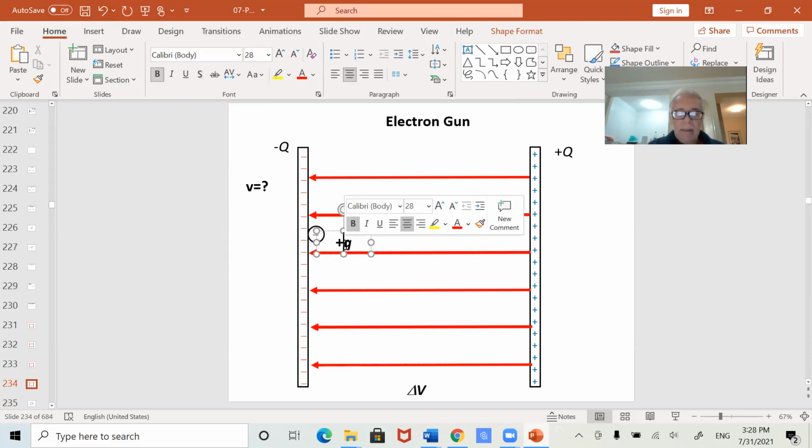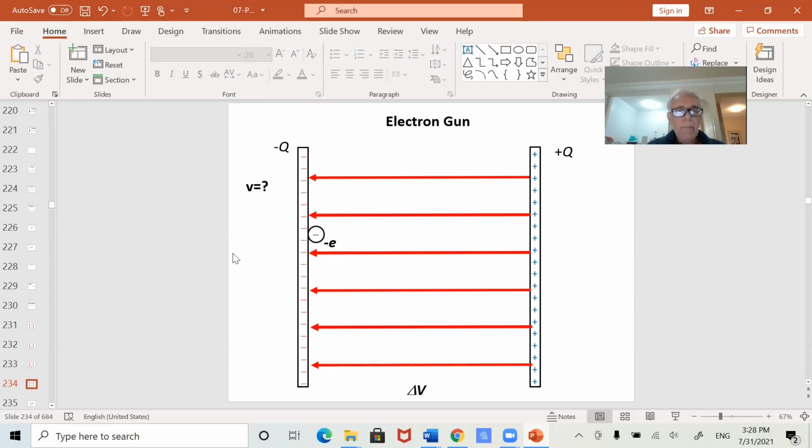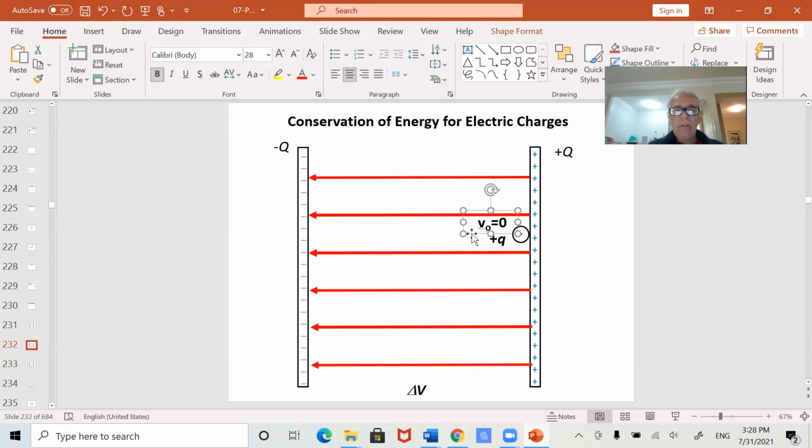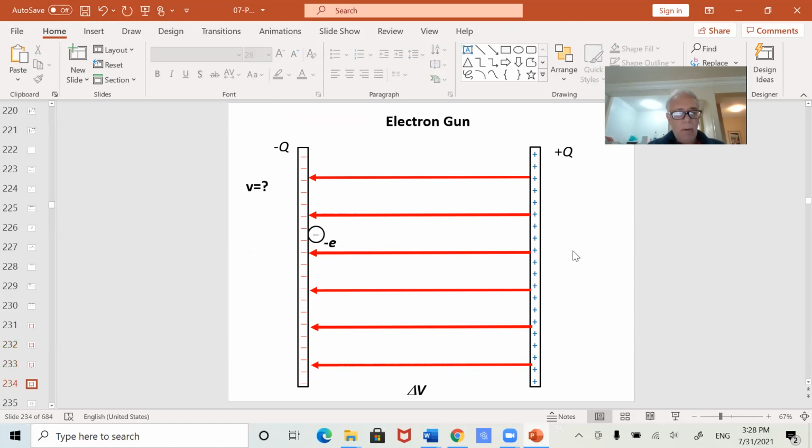Okay, here the charge is minus e. The initial velocity is negligible, so you can say that the initial velocity is 0. But how do we illustrate this problem? Here we go.